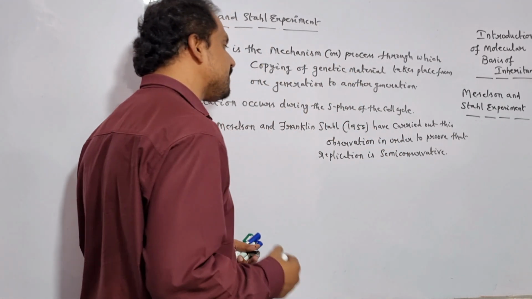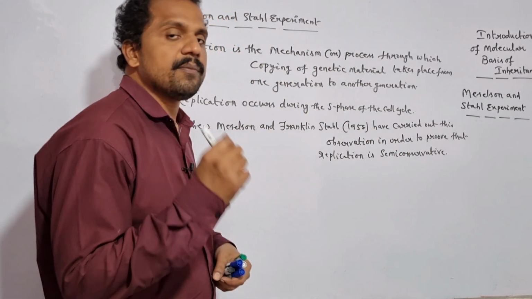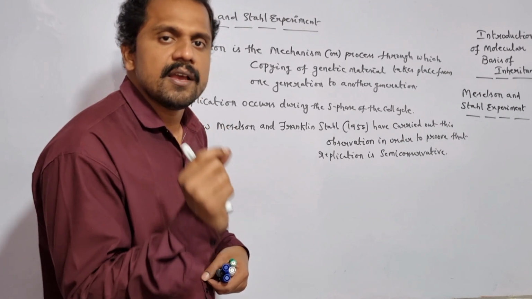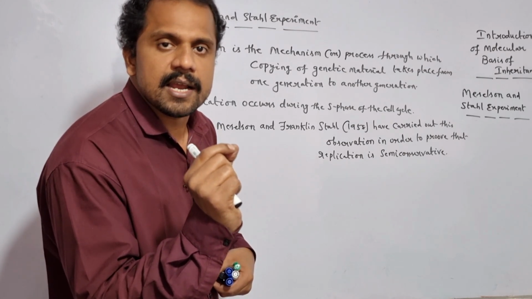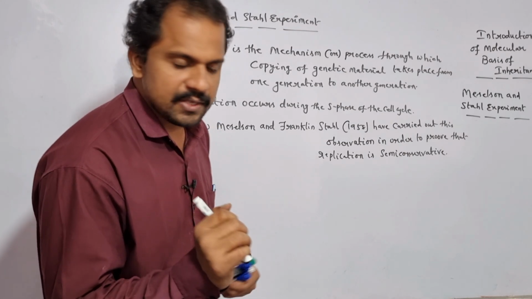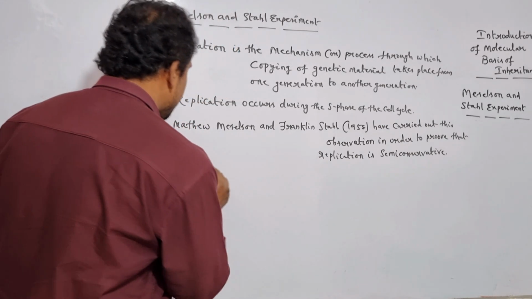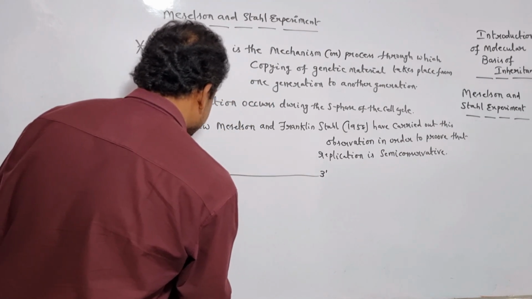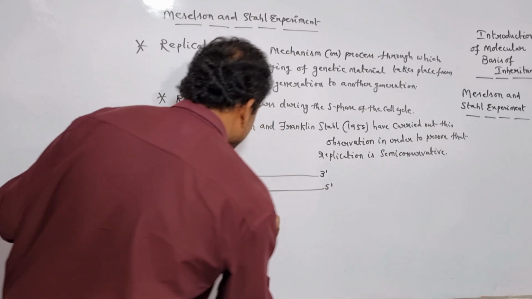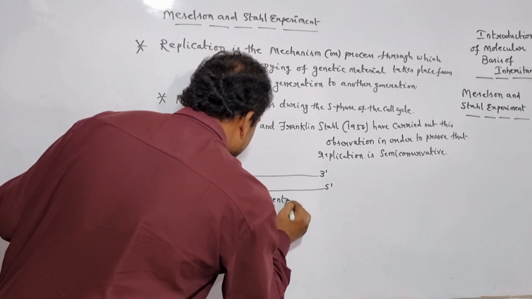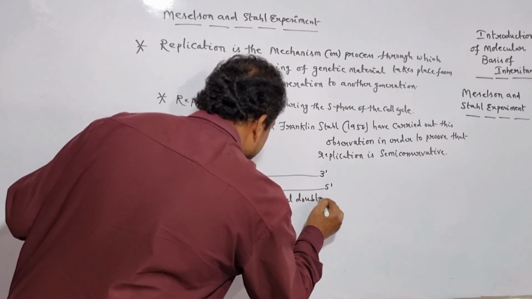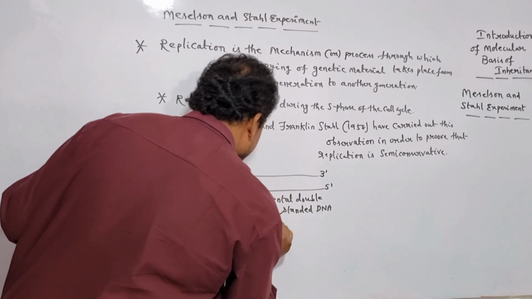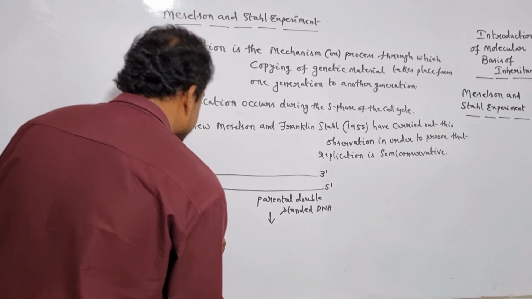So what is the meaning of the semi-conservative mode of replication? The meaning is very simple. During the mechanism of replication, from the parental double-stranded DNA, daughter double-stranded DNA in general synthesizes. So just look here. Let us assume it as a parental double-stranded DNA. From the parental double-stranded DNA, during replication, daughter double-stranded DNA synthesizes here.